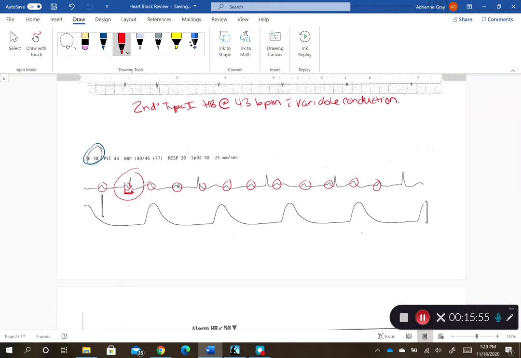Plus, my PR intervals don't really seem to get longer. That seems like there's really no pattern to any of my PRIs. So it cannot be a second degree type 1. Could it be a second degree type 2?